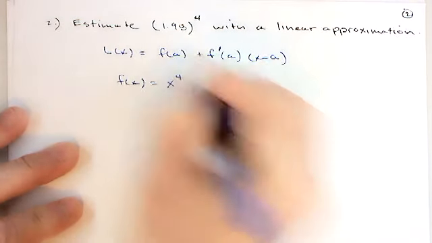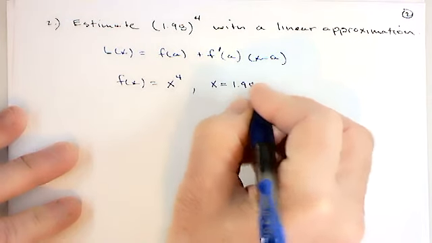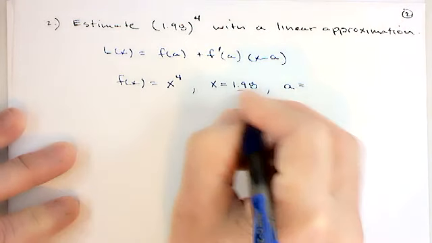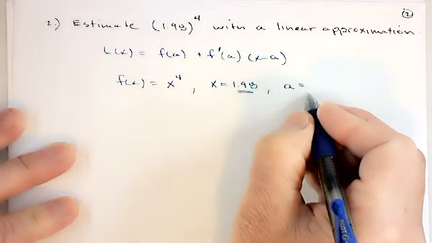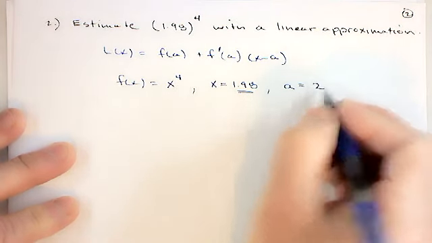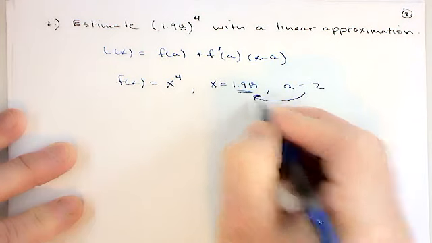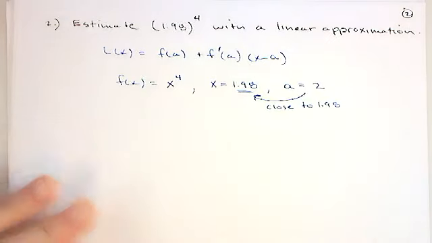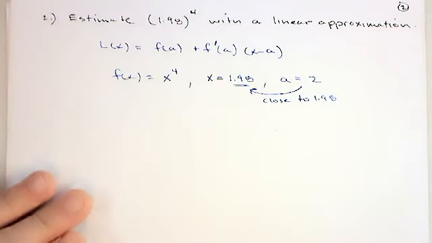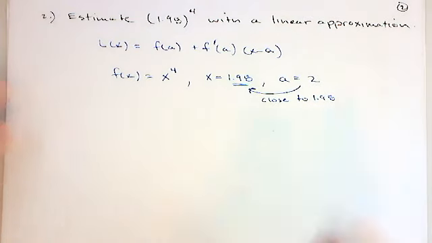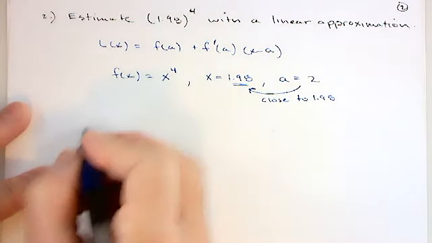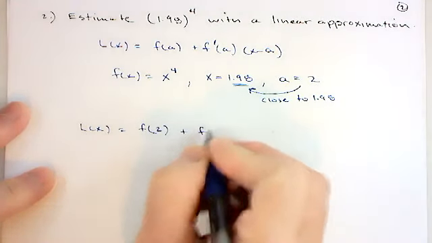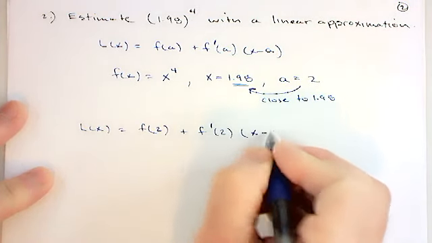Our x value is this messy number, 1.98. That's what we want to be plugging in there. And then remember, the idea of a is a nice number that's close to 1.98. I think obviously the number here would be 2, right? So we want to pick this number because it's close to 1.98. And so with that, you don't even need a graph. For some problems, you can just go ahead and plug into the formula here. So L of x is going to be f of 2 plus f prime of 2 times x minus 2.